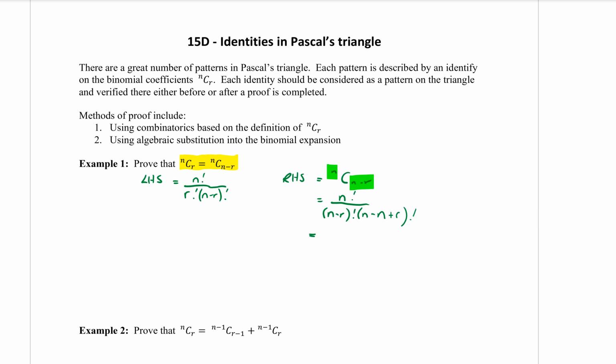Now, n minus n in that second bracket will cancel out. So what I have is n factorial on the top. The second bracket is just an r now, so that's going to be an r factorial times n minus r factorial, which is exactly the same as what I had over here. So that is equal to my left-hand side. Therefore, I've shown that my left-hand side is equal to my right-hand side.